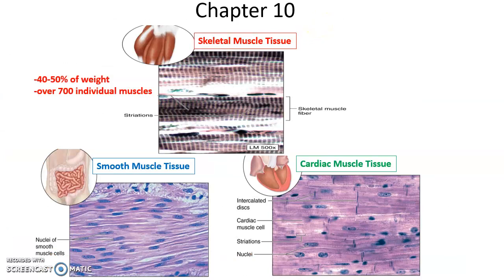All right, Chapter 10, Muscle Tissue. There are three kinds of muscle tissue: skeletal muscle tissue, smooth muscle tissue, and cardiac muscle tissue. What we will be focusing on primarily is skeletal muscles, and therefore skeletal muscle tissue. There are over 700 individual skeletal muscles in the body. We're not going to learn all of them, but we'll learn a decent number. And the skeletal muscles make up about 40 to 50% of someone's total overall weight.